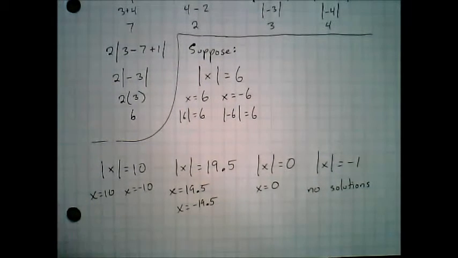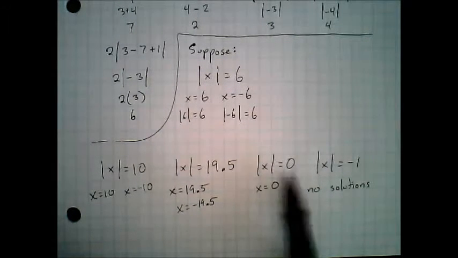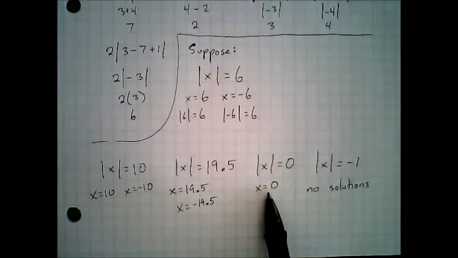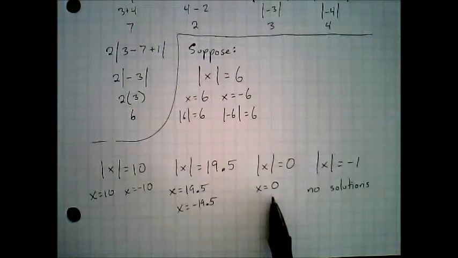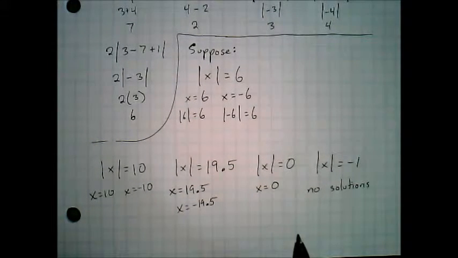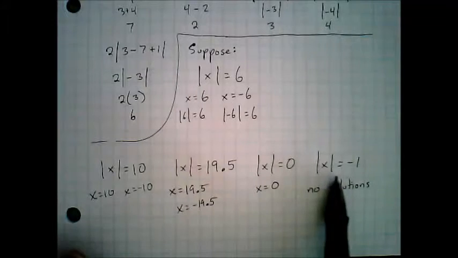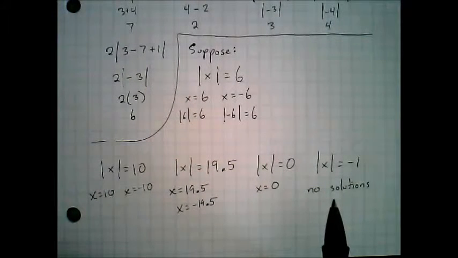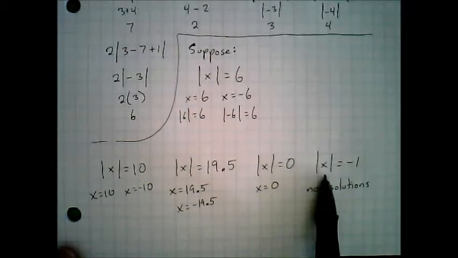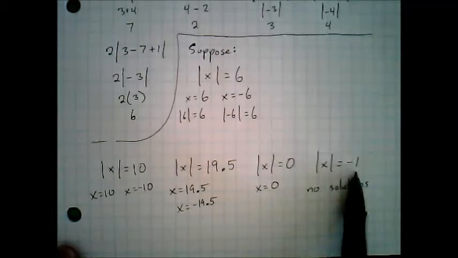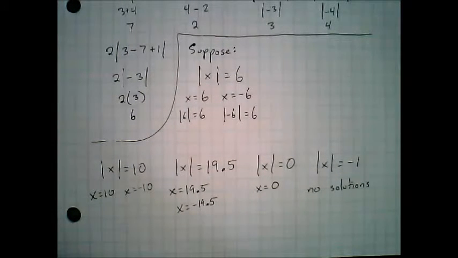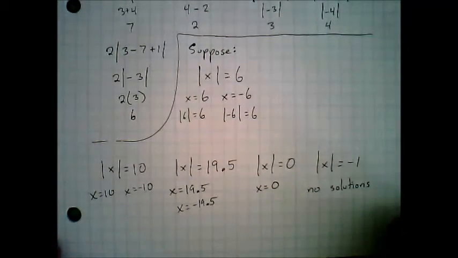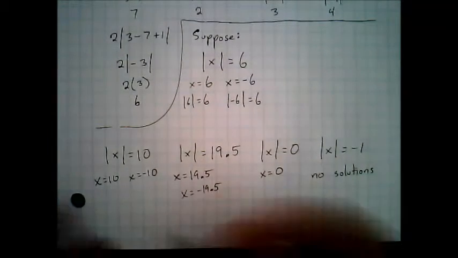Now there's one case where we have just one solution. When we see the absolute value of x equals 0, we only had one answer because there's no positive 0, there's no negative 0, only 0 is 0 units away from 0 on the number line. And we also could see that we have no solutions. If we have the absolute value of x equals a negative number, we're going to get no solutions. That's a very important thing for us to note and jot down.